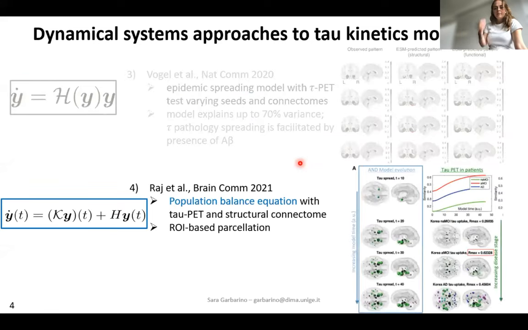And then there's a more recent paper from Raj and colleagues again, which uses the same population balance equation we have seen before from the group from Bertsch and colleagues. It's a similar equation. From my understanding, the main difference is that instead of using spatial diffusion, they implemented a connectome-based diffusion, but then the considerations are very similar. Although here, the equation is applied at the regional level. So this point of being micro and macro scale is not enforced here. So that's mostly my reckoning of what's around for tau modeling.